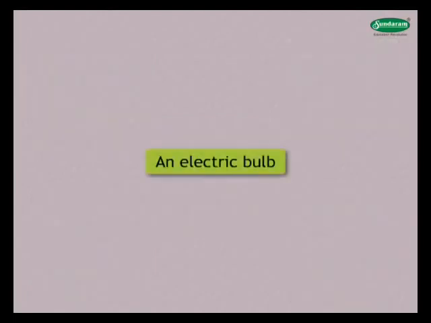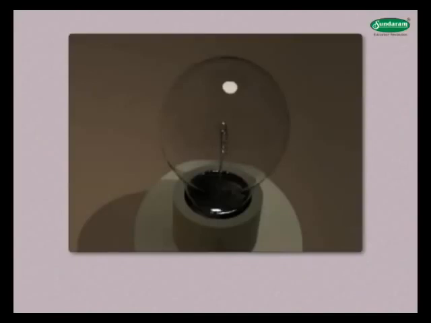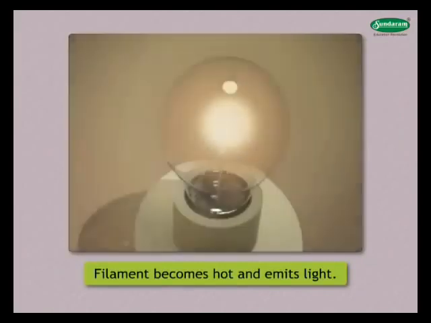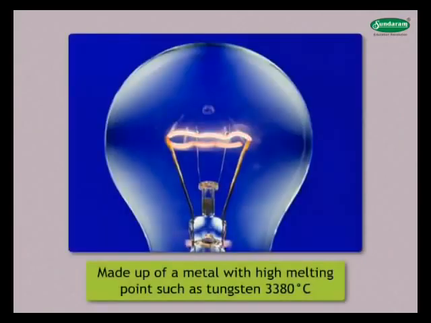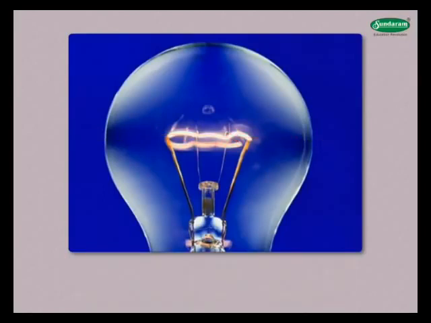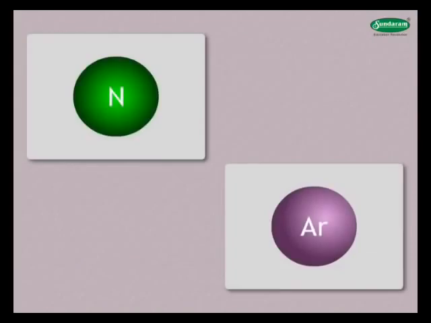An electric bulb. An electric bulb consists of a filament. This filament becomes hot and emits light. It is made up of a metal with high melting point such as tungsten, melting point 3380 degrees Celsius. The bulbs are usually filled with chemically inactive nitrogen and argon gases, which prevent oxidation to prolong the life of a filament.